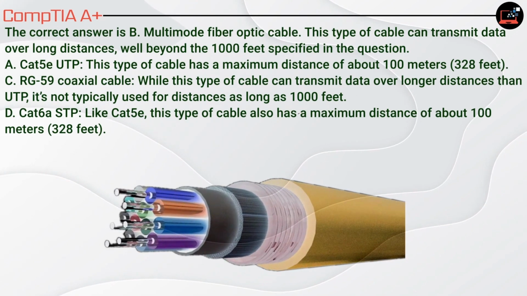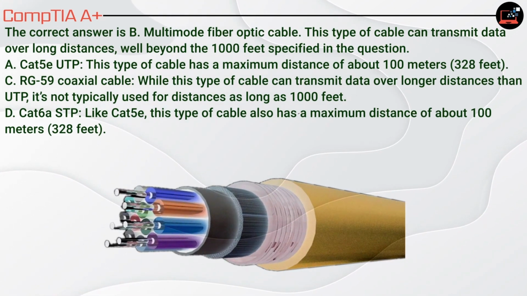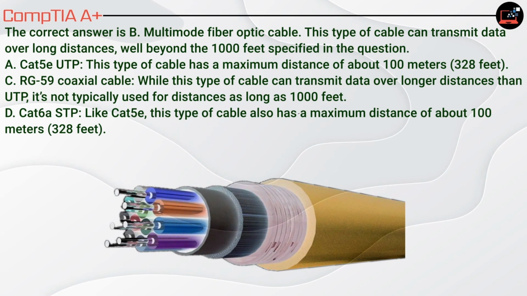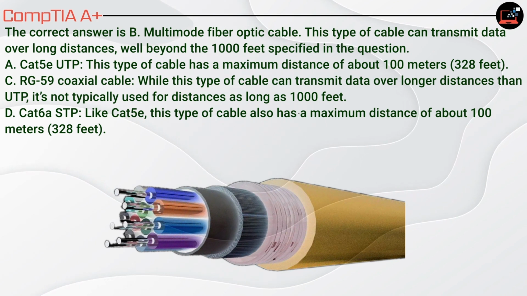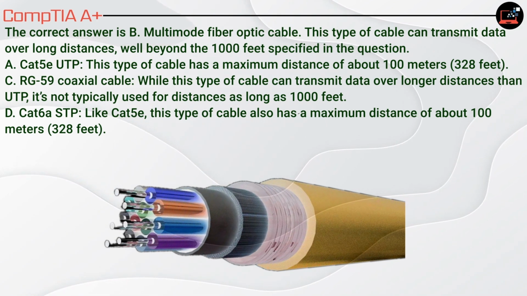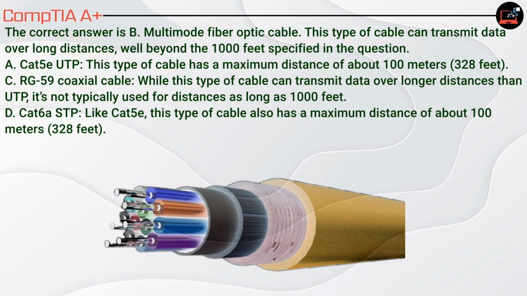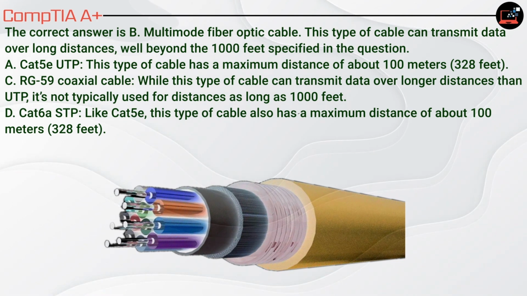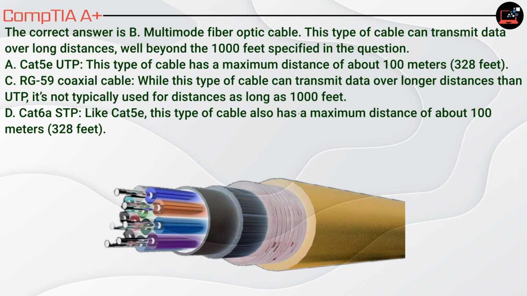The correct answer is B. Multimode fiber optic cable. This type of cable can transmit data over long distances, well beyond the 1,000 feet specified in the question. A. Cat5e UTP. This type of cable has a maximum distance of about 100 meters, 328 feet.